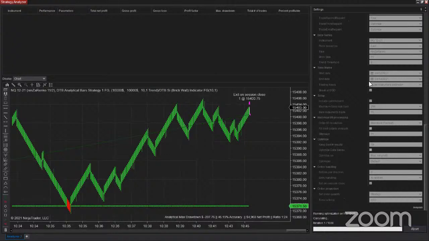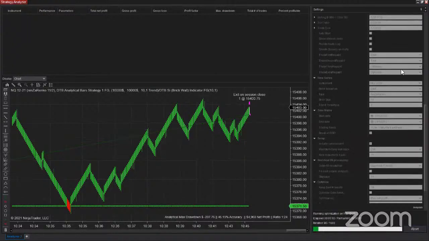Nice, that's amazing. So the good thing about this strategy is you don't have to use it only on the DTB bars. You can use them on NinjaTrader, which is NinjaTrader's, that company made them. And you can use volume bars, you can use a few other things.